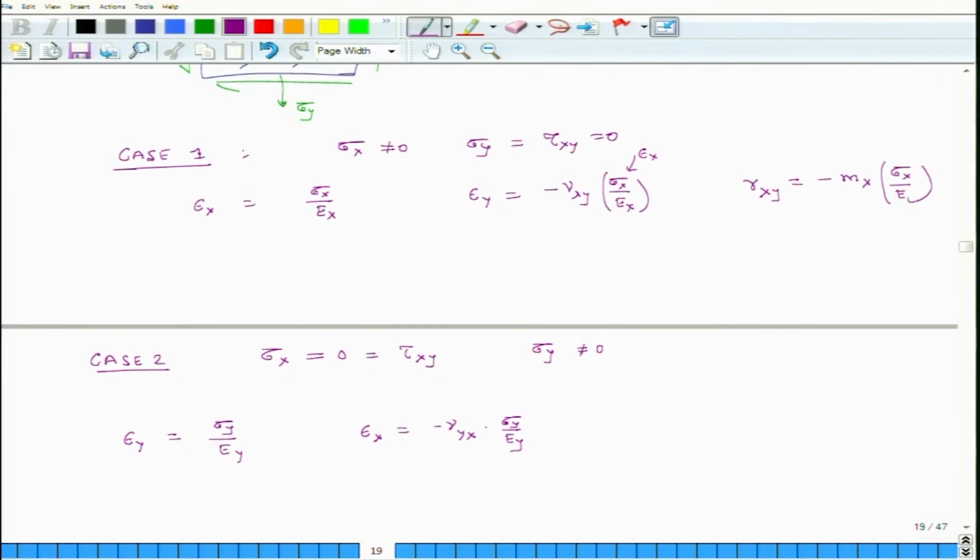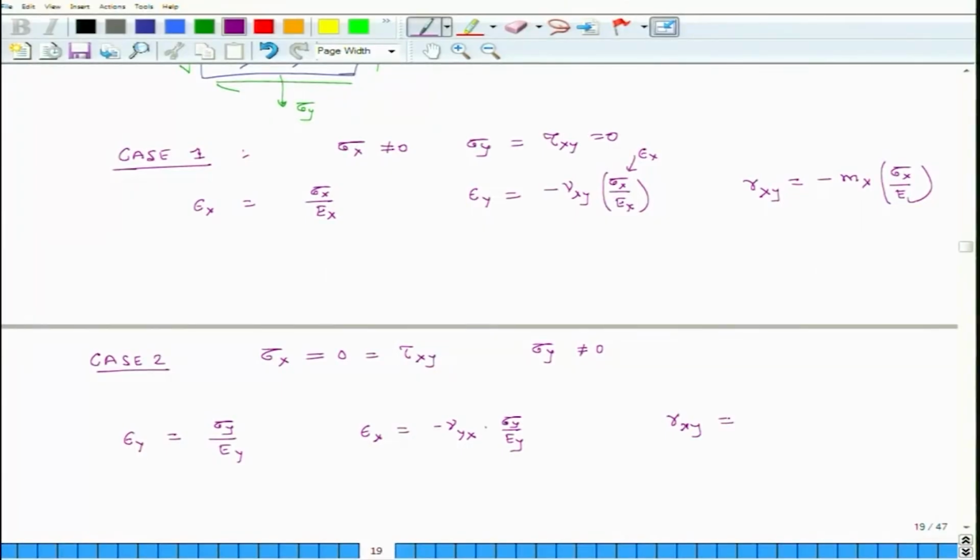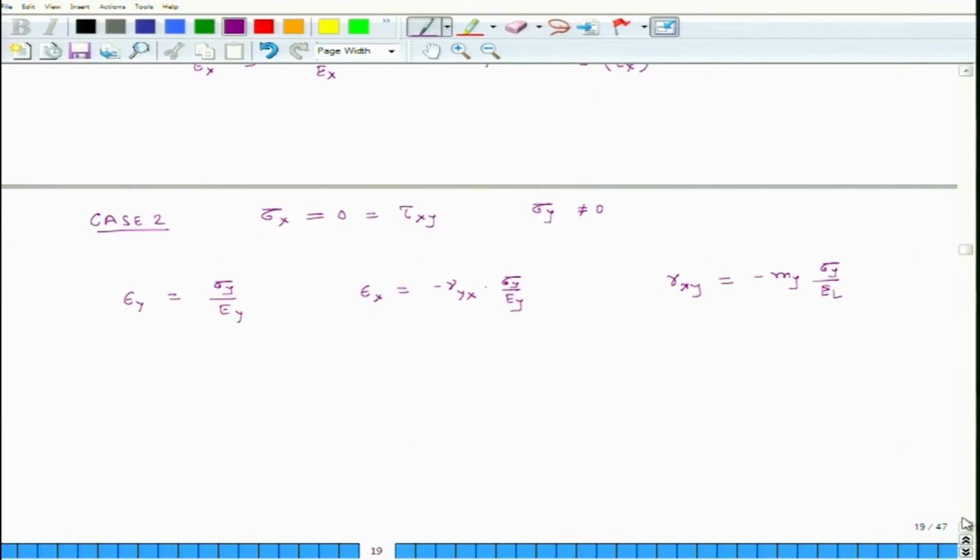Sigma y by Ey. And there will also be a shear strain gamma xy, and gamma xy will be equal to minus my sigma y divided by EL. So, this is the second case. Again, if you double the external stress, the strain will double because this is linear elasticity.